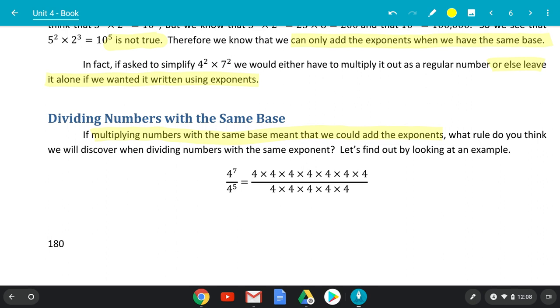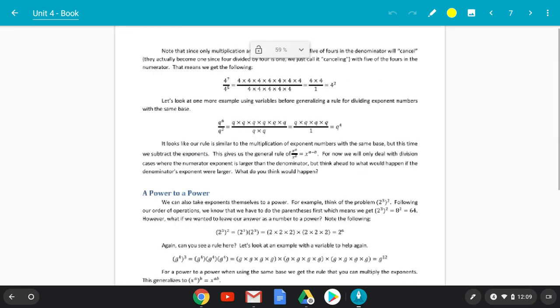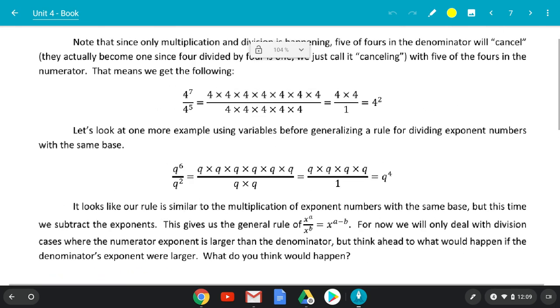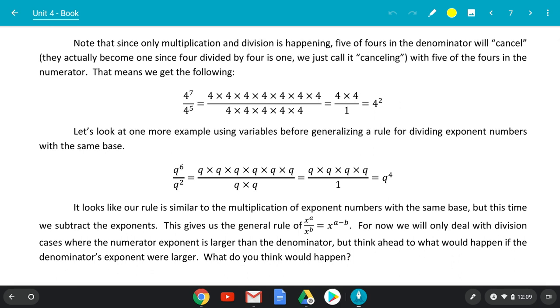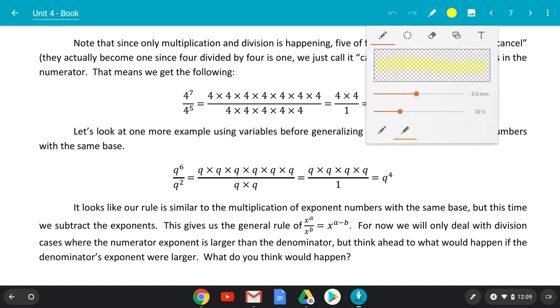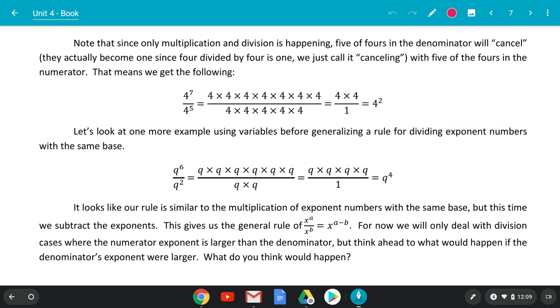Let's find out by looking at the following example. 4 to the 7th divided by 4 to the 5th. Notice there's 1, 2, 3, 4, 5, 6, 7, and 1, 2, 3, 4, 5. Note that since only multiplication and division is happening, 5 of the 4s in the denominator will cancel. They will actually become 1, since 4 over 4 equals 1, right? So we consider that to cancel. Cancel, cancel, cancel, cancel. So we're left with 4 times 4 over 1, which is 4 squared.